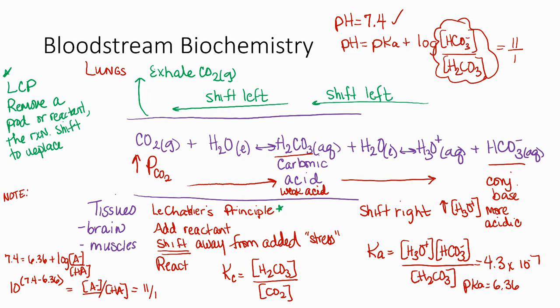And what that's going to do is bring down the amount of H3O+ to maintain this important ratio that we need to keep the pH at around 7.4. So our breathing out, exhaling CO2, is so important because it's reducing our blood acidity. It's making it less acidic.